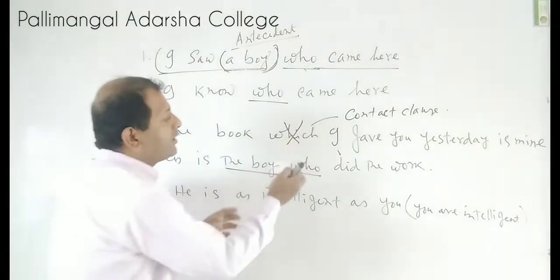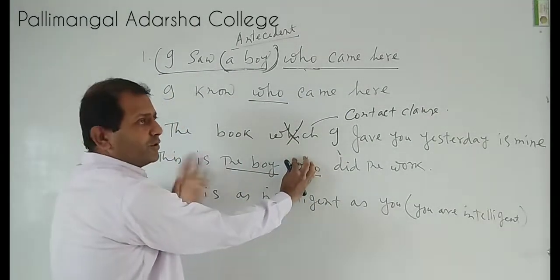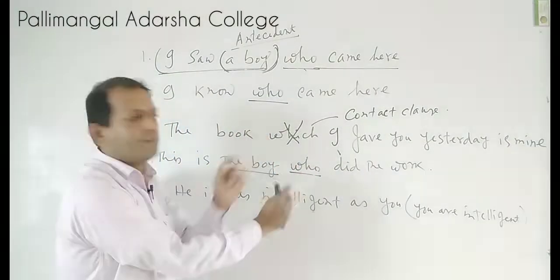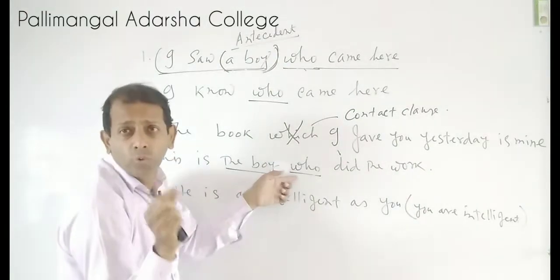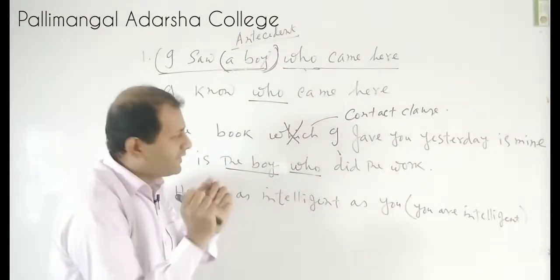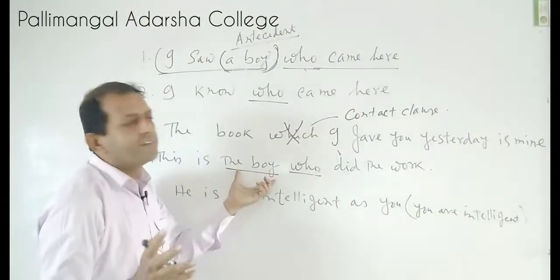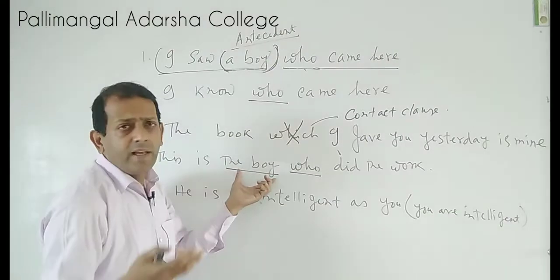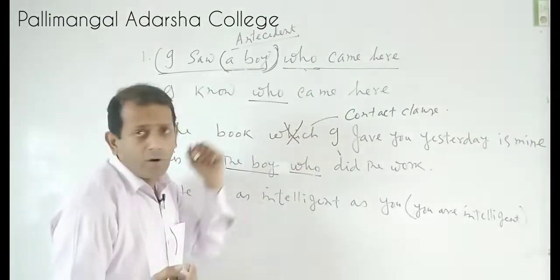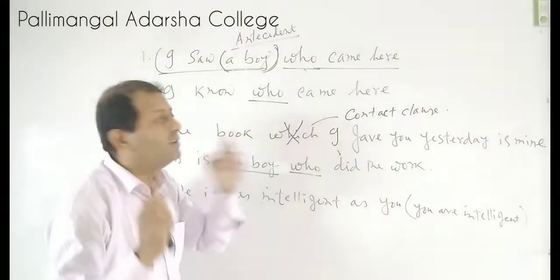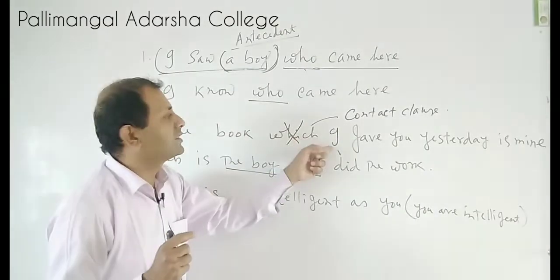So here you cannot remove this who. You cannot do it. The boy did the work, it will carry no meaning without the presence of this word who. So who is a must here. And that's why this sentence cannot be contacted. This sentence cannot be termed as a contact clause. So a contact clause is possible only when there is a subject like this after the connector.